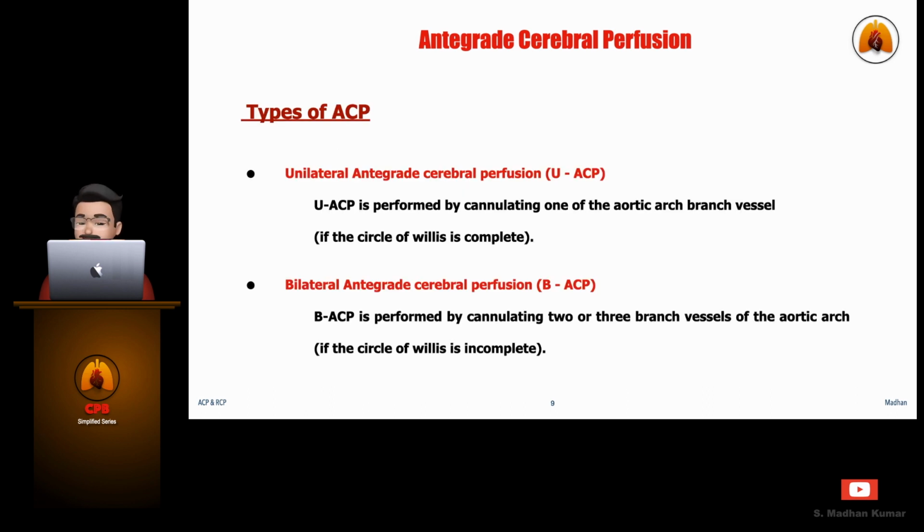There are two types of antegrade cerebral perfusion. One is unilateral antegrade cerebral perfusion, another one is bilateral cerebral perfusion. If the patient is having a complete circle of Willis, unilateral antegrade cerebral perfusion can be used. It can be performed by cannulating one of the aortic arch branch vessels. If the patient is having an incomplete circle of Willis, it's better to use bilateral antegrade cerebral perfusion for optimal cerebral protection. It can be performed by cannulating 2 or 3 branch vessels of the aortic arch.